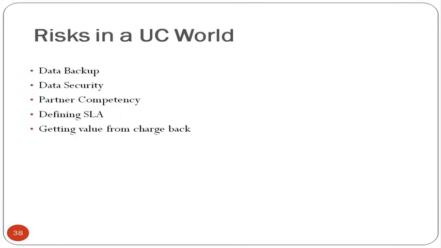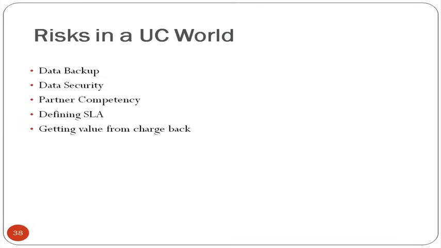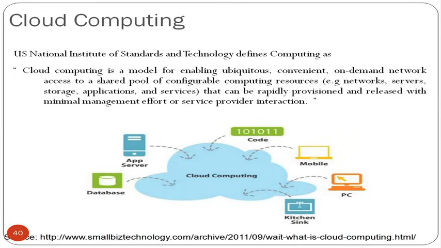One may be data backup. My data is somewhere, if there is a crash, what will happen, right. You store the data with a third party, and if there is a crash or that service provider itself goes out of business, then what will happen. There is a data security aspect, whether somebody else is reading my data or not. There is a competence issue, whether the organization I am working with is competent enough. Defining the SLA is another big problem, because everybody wants to define the agreements in their favor, and there is still not a very standard approach of doing that across the different providers and consumers. Getting value from chargeback is also something we look at, that is, how I get value from my chargebacks. And all these will evolve as cloud computing, right.